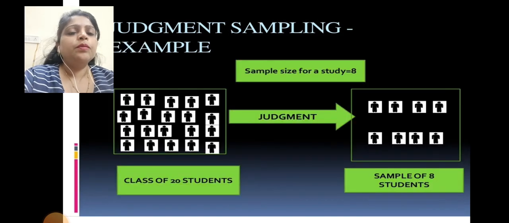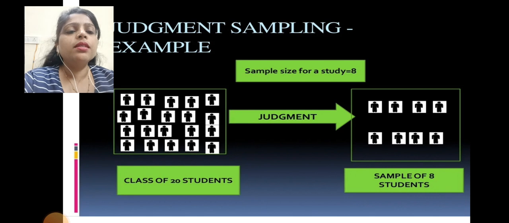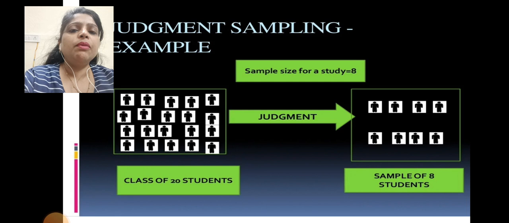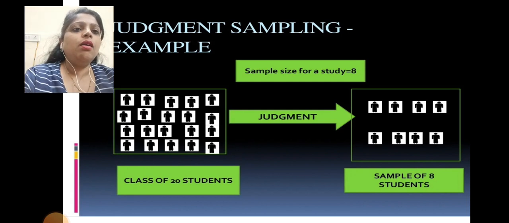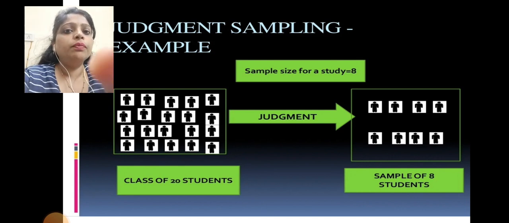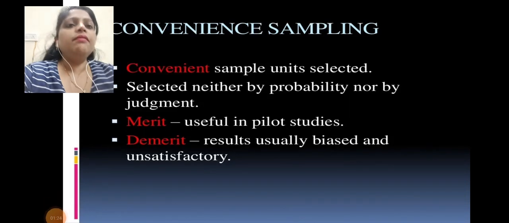So how can we see judgment sampling? For example, if we have to take a sample size of 8, and we go to a class and find there are 20 students, and I know that 8 of them are well, good students, I can just directly take those 8 students out, and like that my sample would be there. Whichever 8 children we like, we take them out and make our sample, and that way our judgmental sampling is done. So this is one of the methods of judgmental sampling.